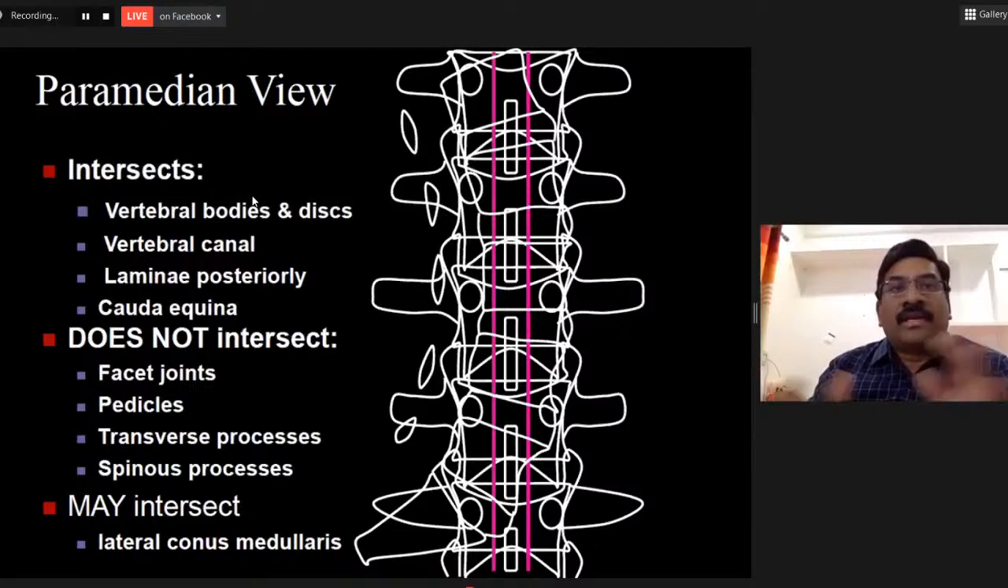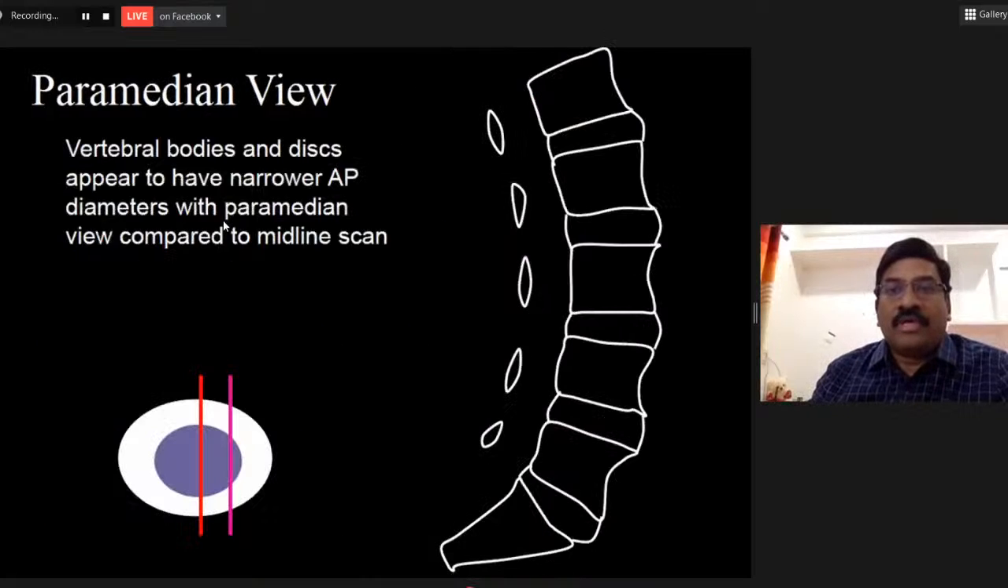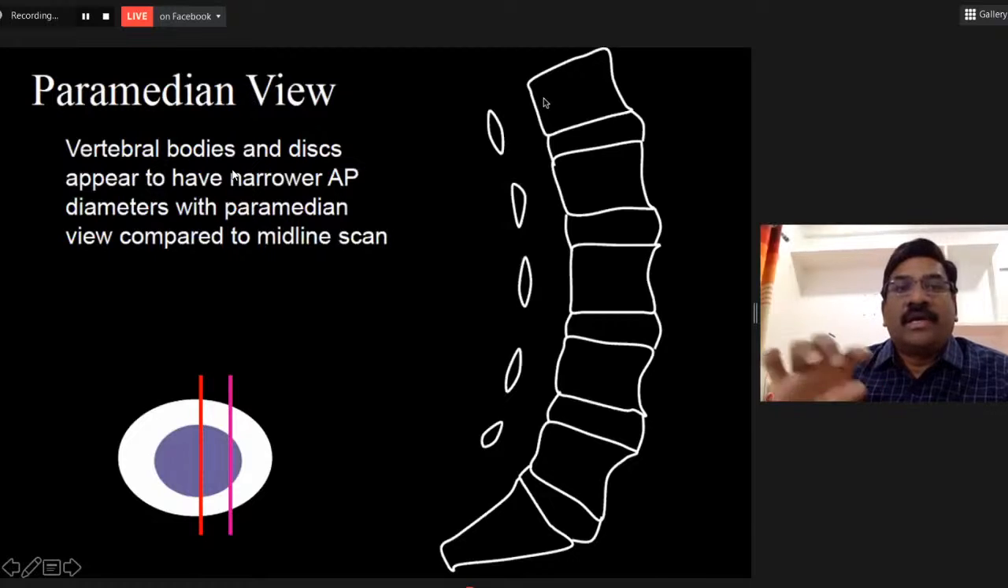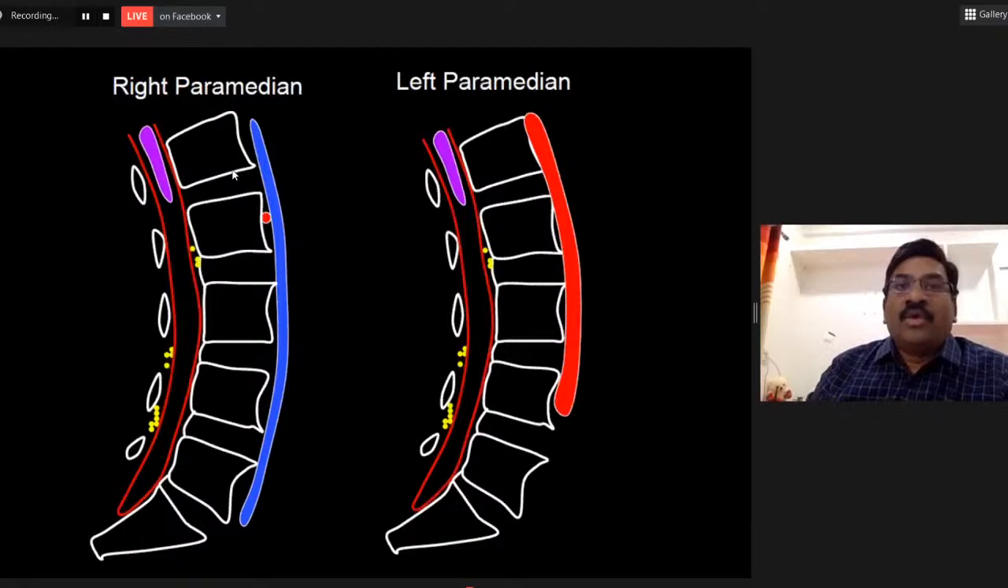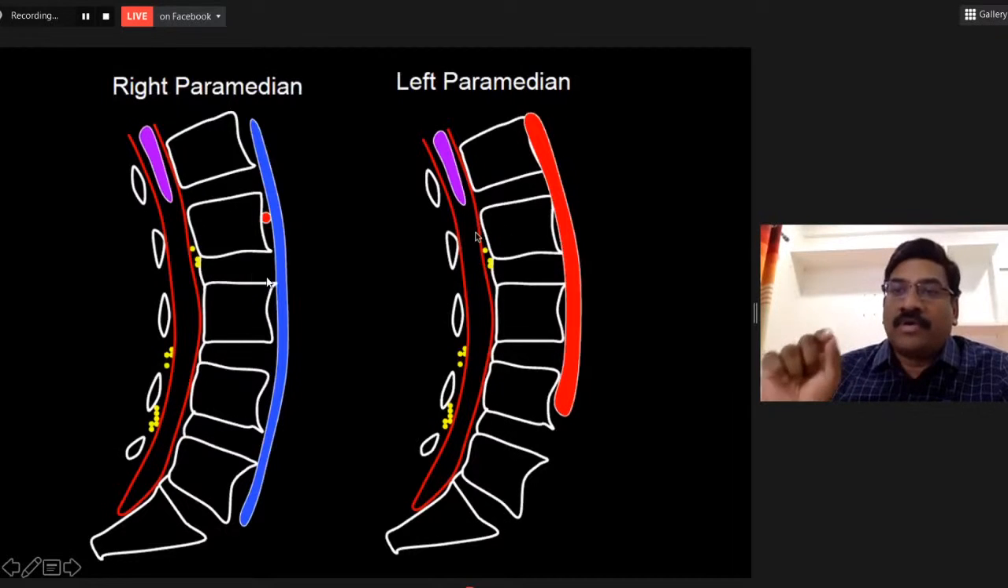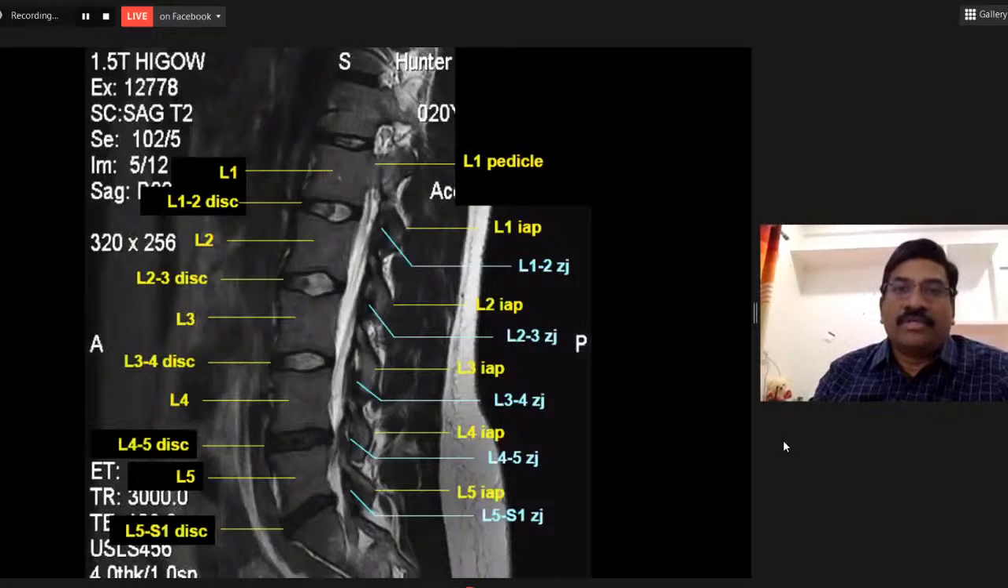So once you go a little lateral, paramedian, which intersects the vertebral bodies, discs and vertebral canals, lamina posteriorly, but does not intersect the facets again. So how does it look in the paramedian view? You can see a part of the spinous process in the back. And the vertebral body looks a little bit wedge-shaped. The anterior-posterior distance appears a little different. You may see vena cava on the right side and aorta on the left side in the mid-sagittal sections. But you still can't see the nerve root foramina, the keyholes, which we clearly see on the parasagittal sections. So that's how it looks in the paramedian one.